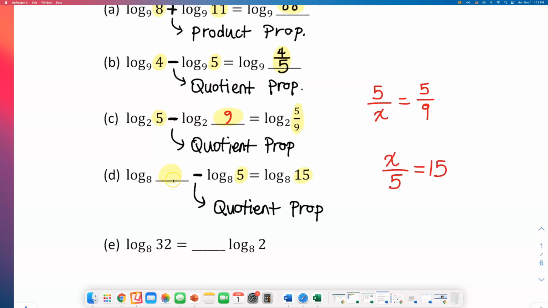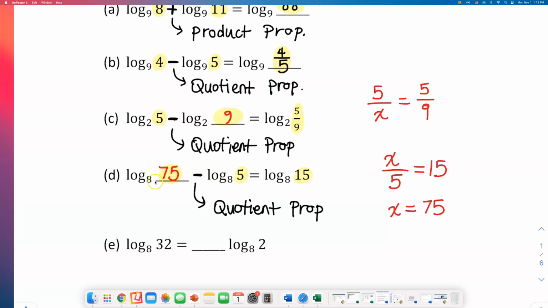And that something is this missing log argument. X divided by 5 equals 15. So how do you find that x value? Multiply both sides by 5. 15 times 5 is 75. So the original log argument must be 75.